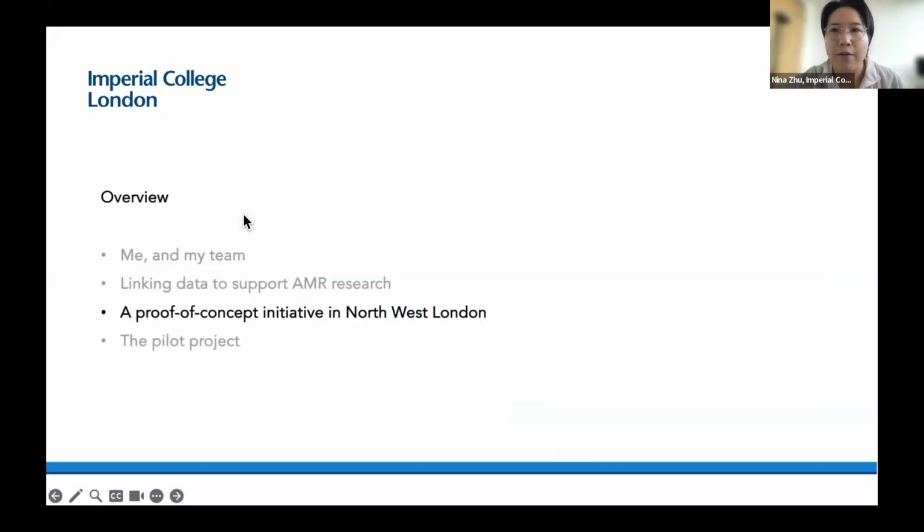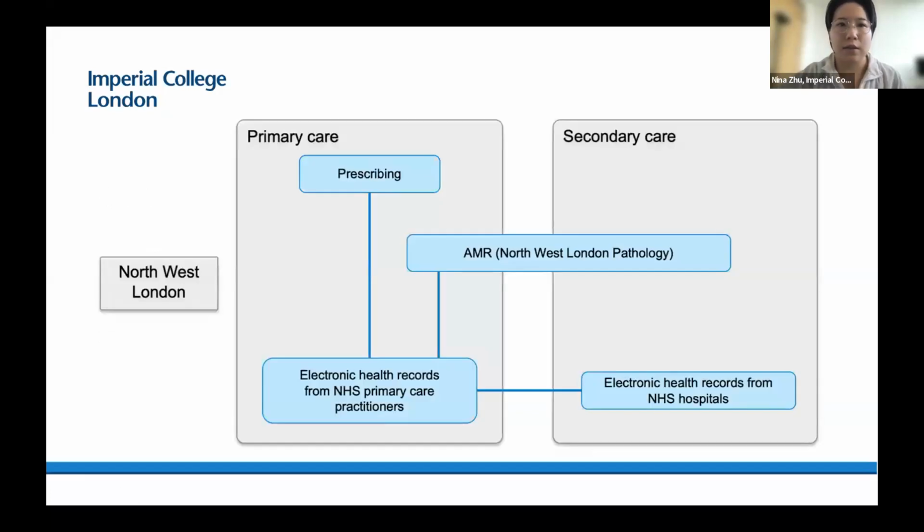Therefore, we have a local initiative in Northwest London, which is an infrastructure to allow deterministic individual-level linkage across sectors and organizations to support evaluation of stewardship interventions and tracking infections. This is what we have in the Northwest London region, which is a region with a 2.5 million population, and more than half of them come from a minority ethnic background. So it's a very diverse population.